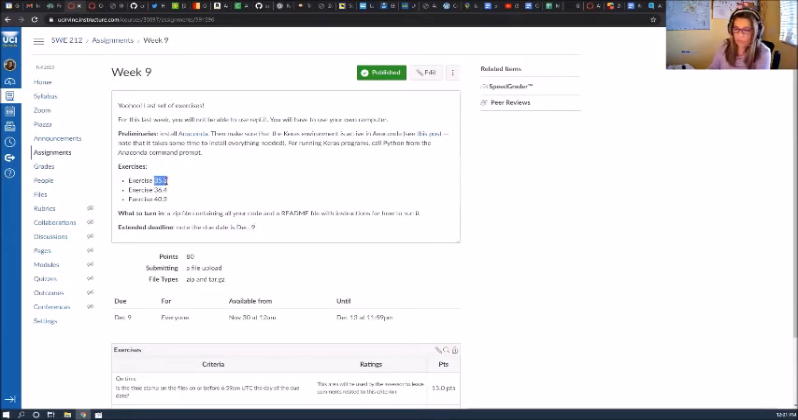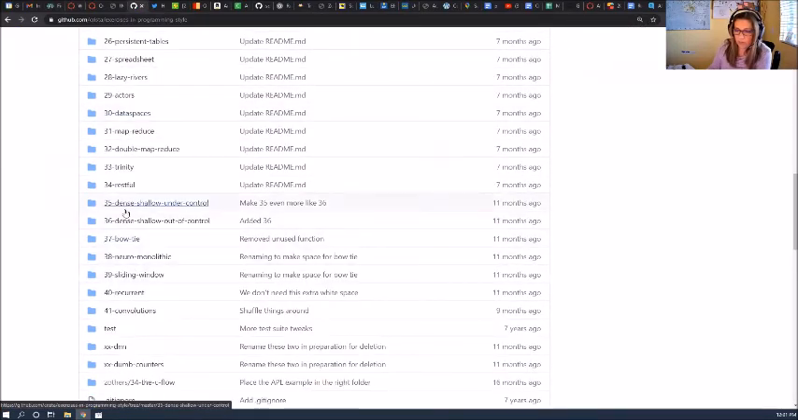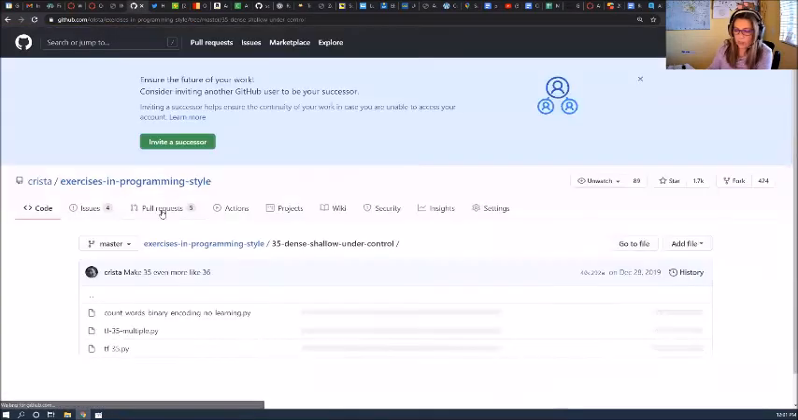So let me talk about 35.3. 35.3 is based on 35, which is what I call dense, shallow, and under control. Let me explain what is going on in here.